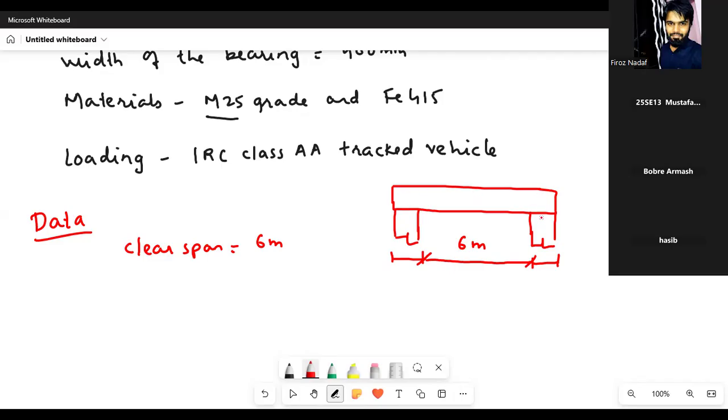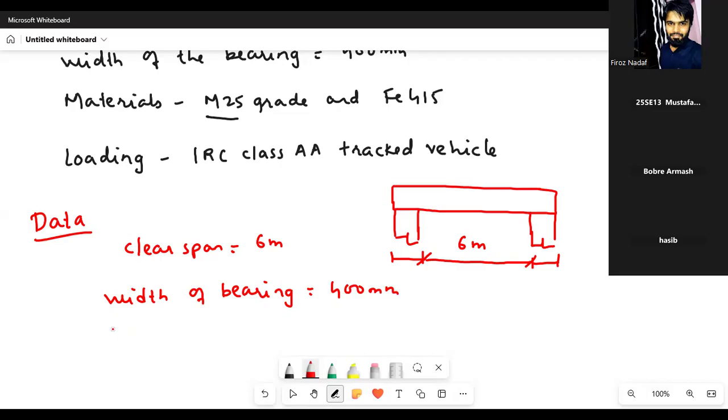In case of slab culvert, you don't have the girders, you only have the slab that is provided over the simply support. Okay. Clear span is given to you, width of bearing is given, that is equal to 400 mm, right?